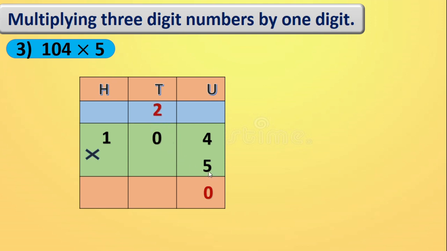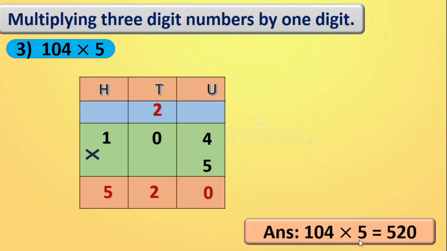Right? Now 5 multiplied by 0. 5 zeros are how much? 0. Very good. 5 zeros are 0 plus 2. Here we have to add this 2. Correct? So 0 plus 2 is nothing but 2. Now 5 ones are 5. Correct? Here we got the answer. See here 104 multiplied by 5 is nothing but 520. Okay?